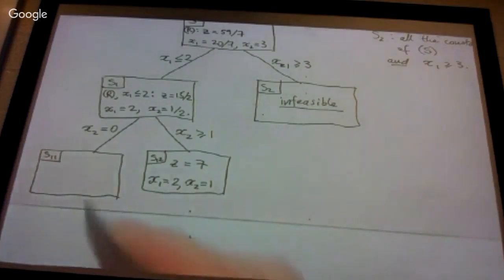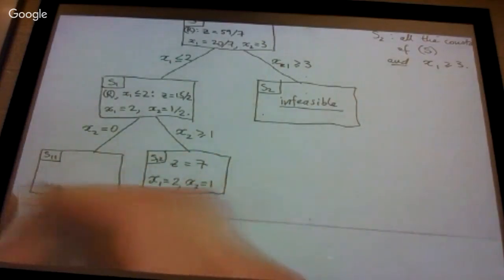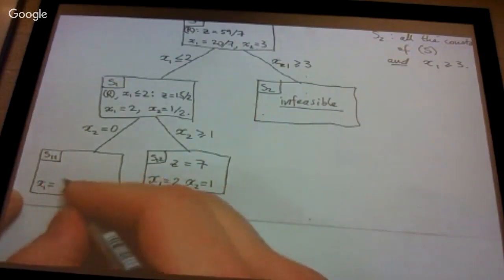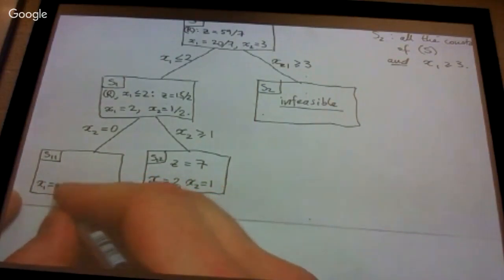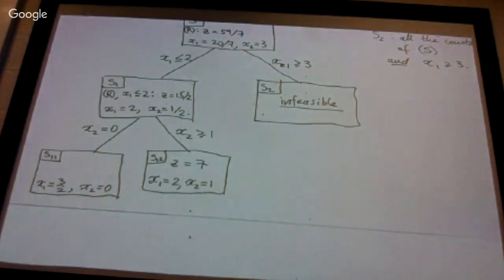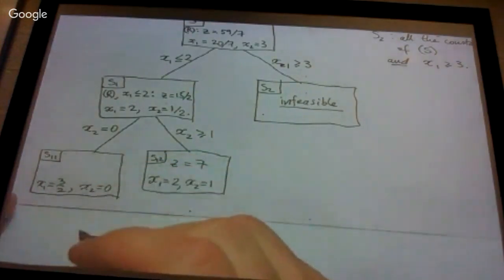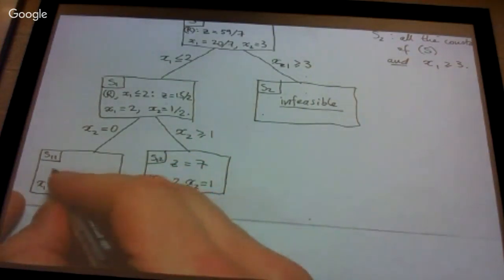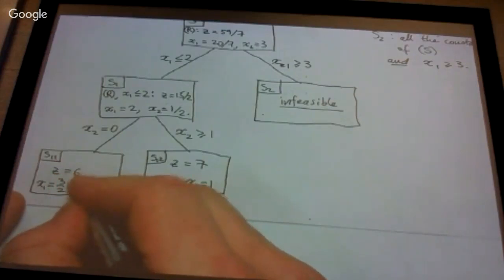Now, if we solve this problem, what we're going to get is that x1 is 3 over 2. Well, x2 has to be 0, it's one of our constraints. And because the objective is 4x1 minus x2, we get that the objective is now 6.